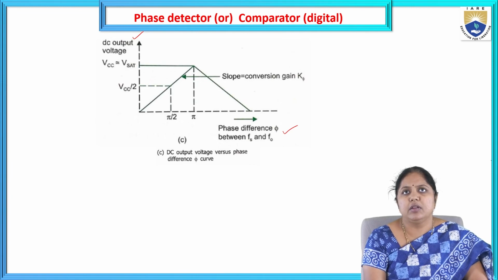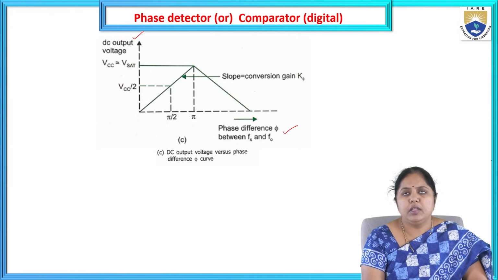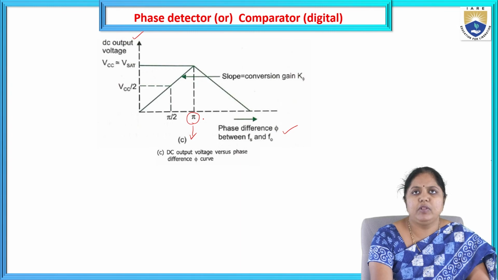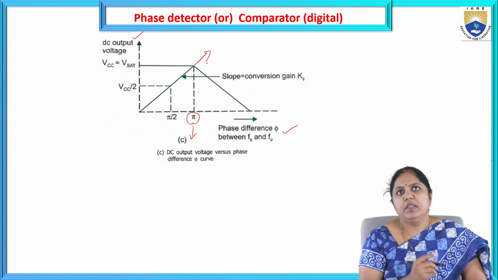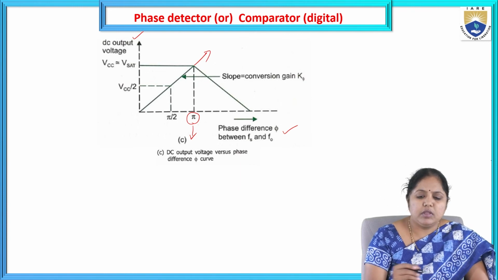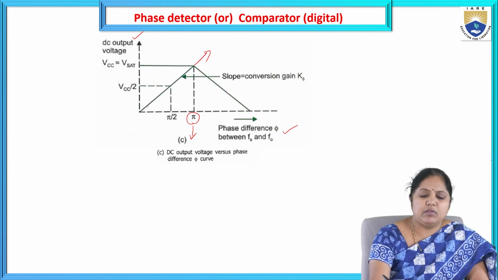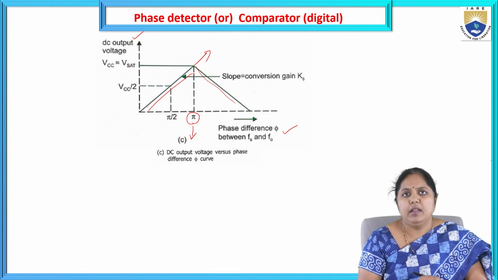The DC output voltage is nothing but the low pass filter average output value, right? So what is the maximum value you will get? If the phase difference between the input and the VCO output is maximum, equal to pi, at that time I will get the maximum DC output voltage, the error voltage, here. In the remaining cases, the phase difference is less, so the voltage difference I get is also less.